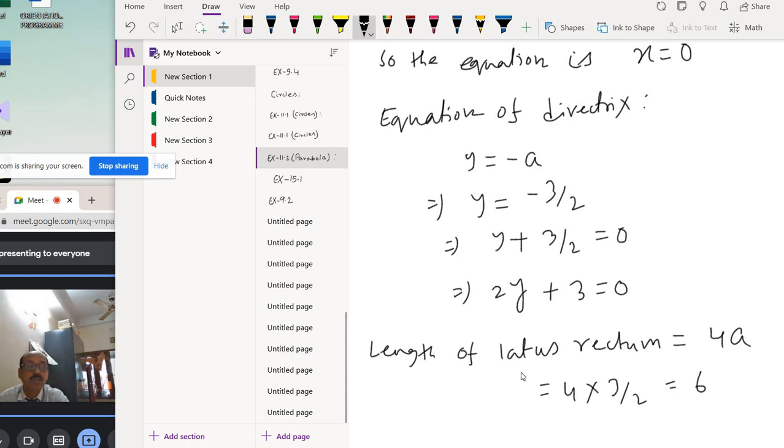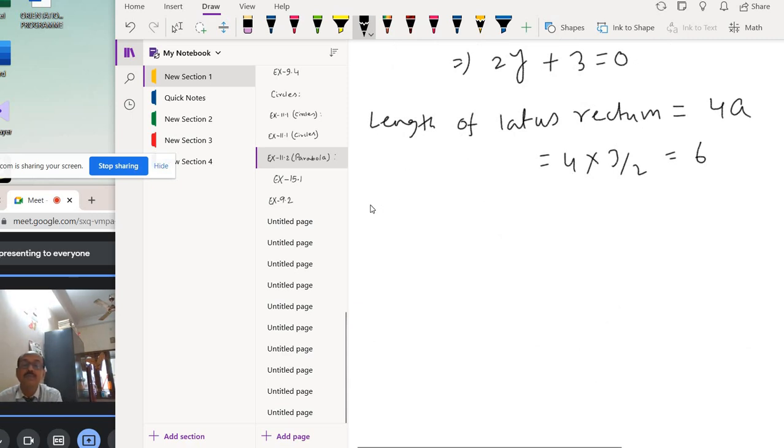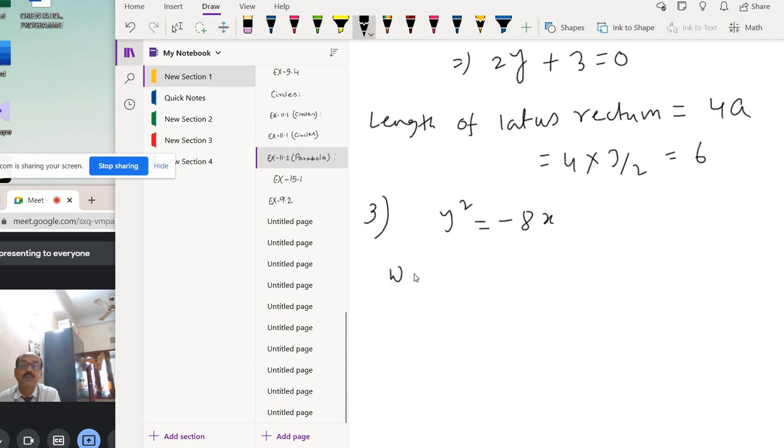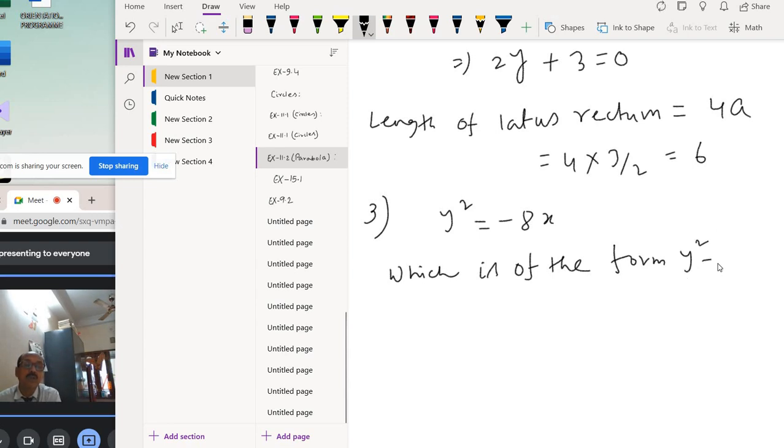Next, question number 3. y square equal to minus 8x. This is the given equation. It is in the form of y square is equal to minus 4ax.